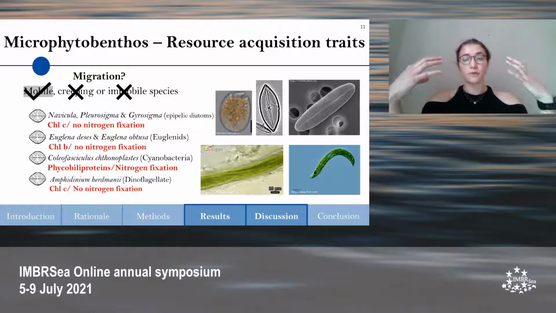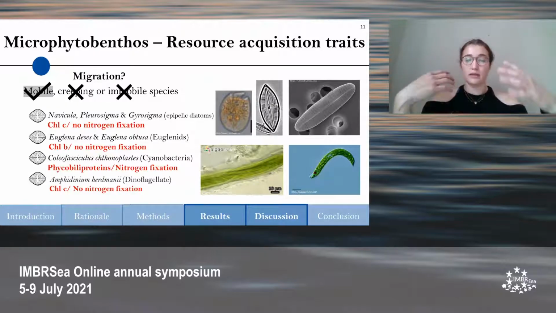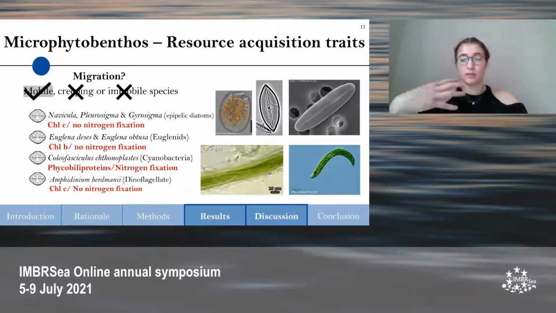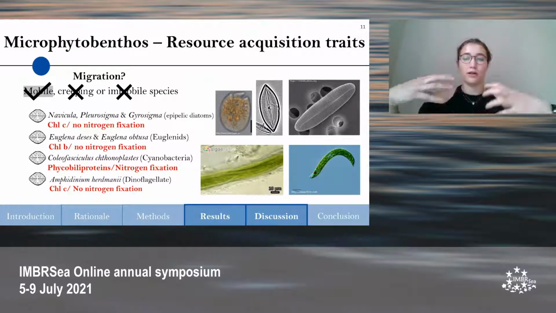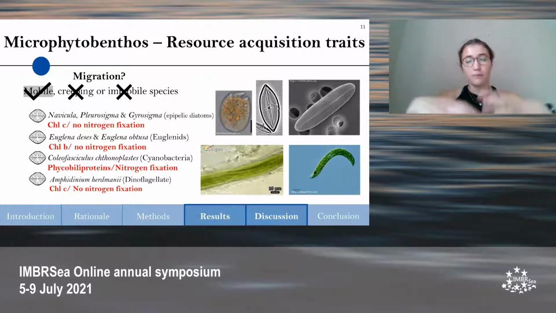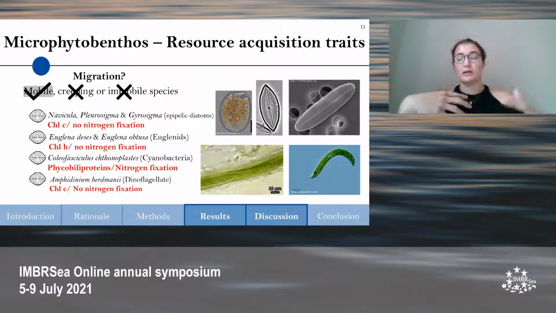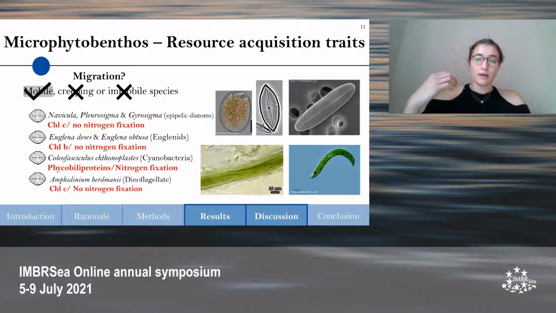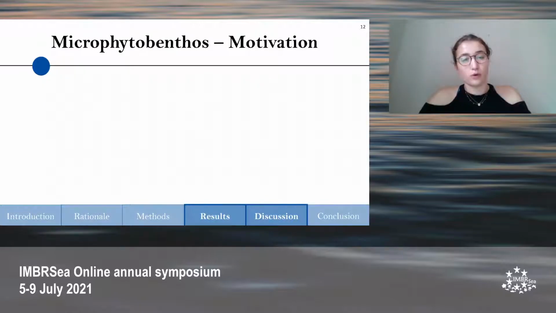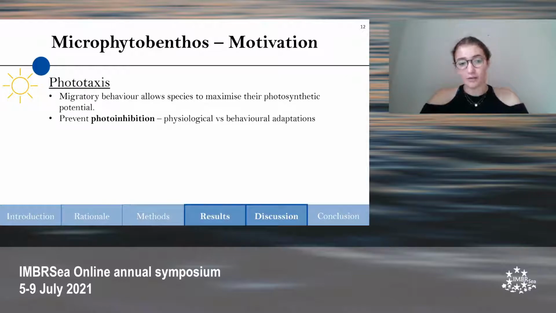So I think examining these migrations on a resource acquisition trait basis, you almost need to go into even more detail, potentially biochemical detail, to fully understand how these differences are occurring. So I wanted to explore the motivations for this behaviour. Due to the photosynthetic nature and timing of microphytobenthic migration, it's likely that light is a motivating factor.